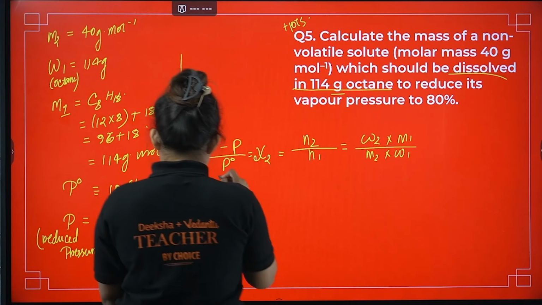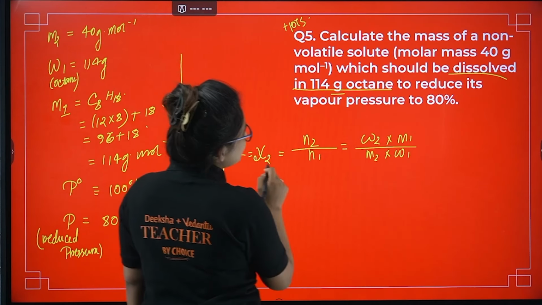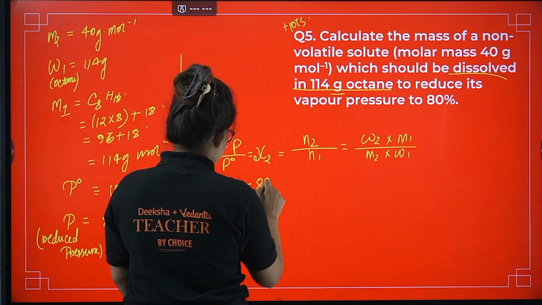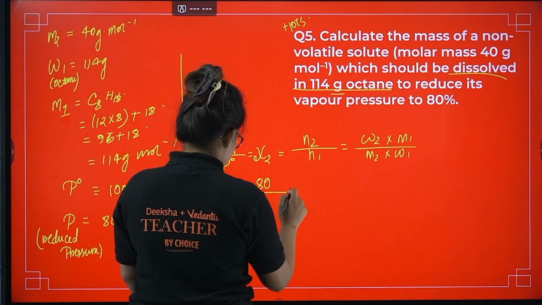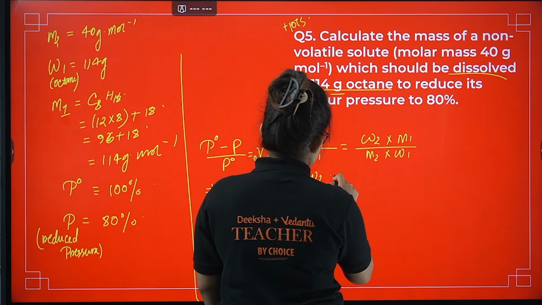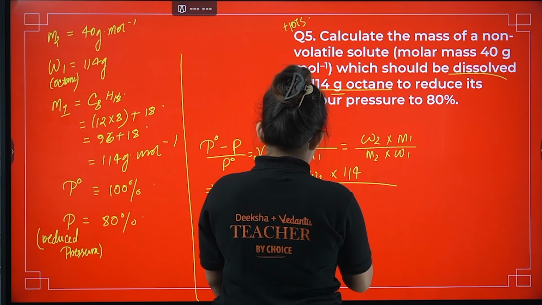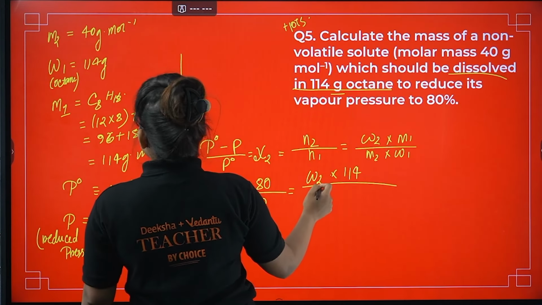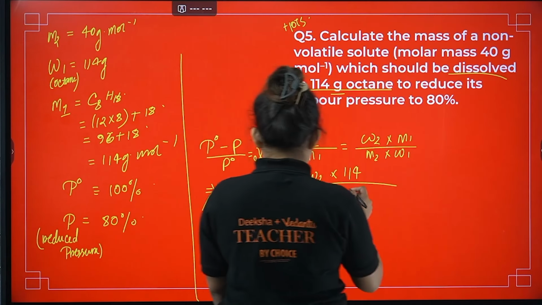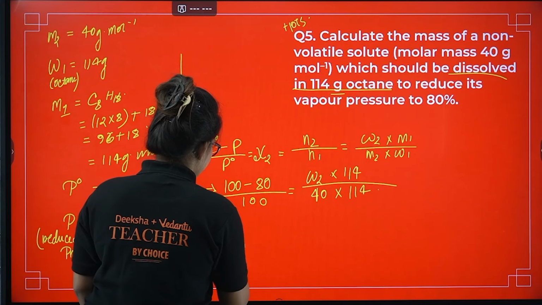Now if I put the things together, P naught is 100, so (100 minus 80) divided by 100 equals W2, which we have to find out, into M1, which is 114, divided by M2, which is 40, into W1, which is also 114. If you calculate this, you will get the W2 value.